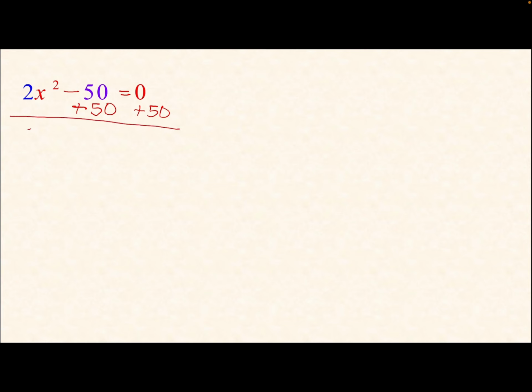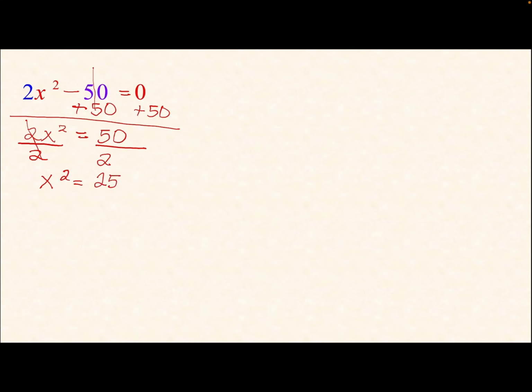So you now have 2x squared, negative 50 plus 50, that will be 0, is equal to 0 plus 50, that is 50. Dividing both sides of the equation by 2. So 2 divided by 2, that is 1. So you now have x squared is equal to 50 divided by 2, that is 25.